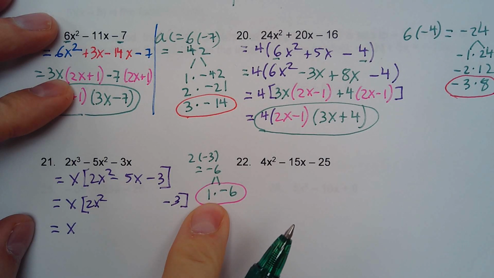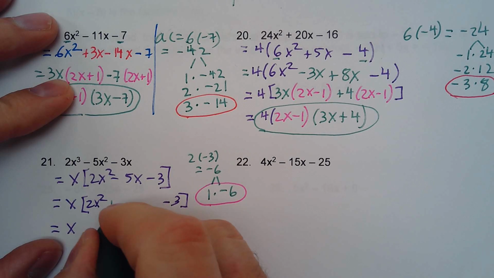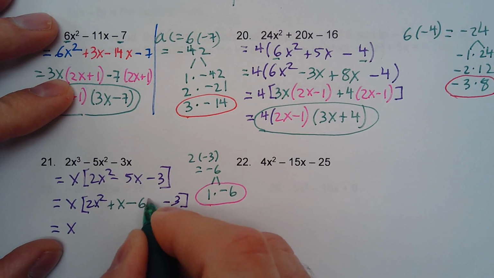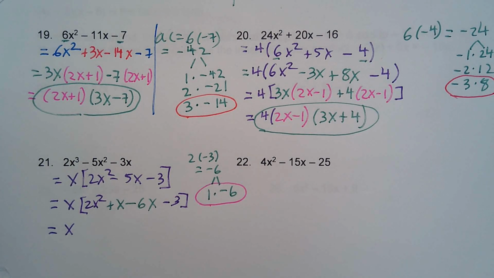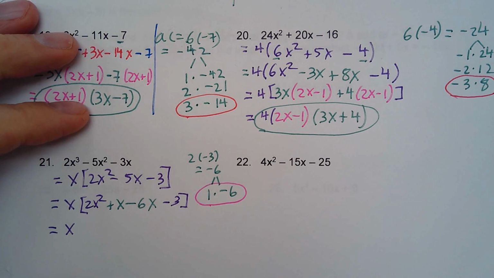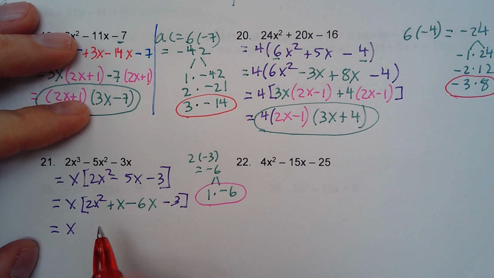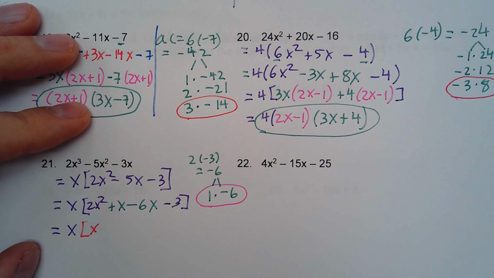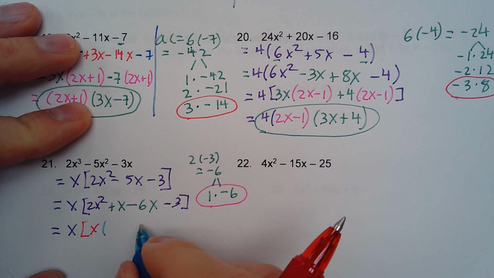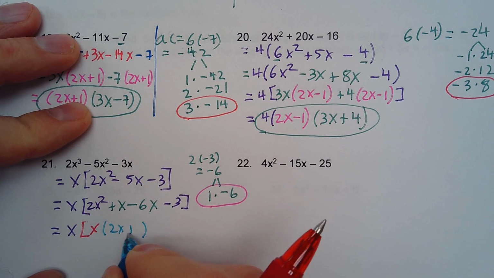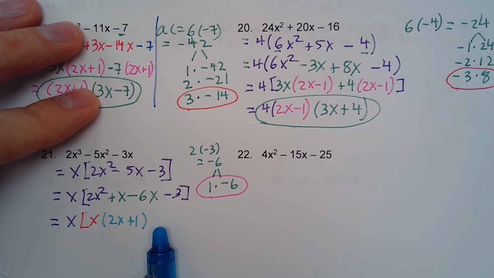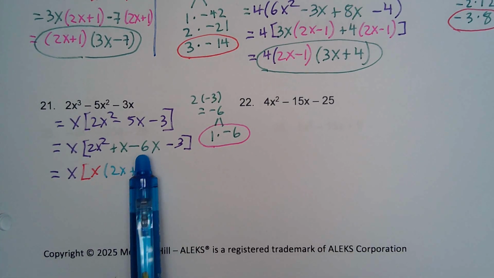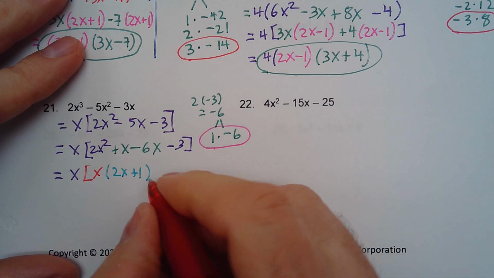So I'm going to replace the negative 5x with plus x minus 6x. And then we're going to do our grouping. So the first two terms have a common factor of x. So I'm going to put that out in front. And I got my colors messed up, but that's okay. That gives me a 2x plus 1. The last two terms have a common factor of 3, but we want to take out a negative since that 6 is negative.